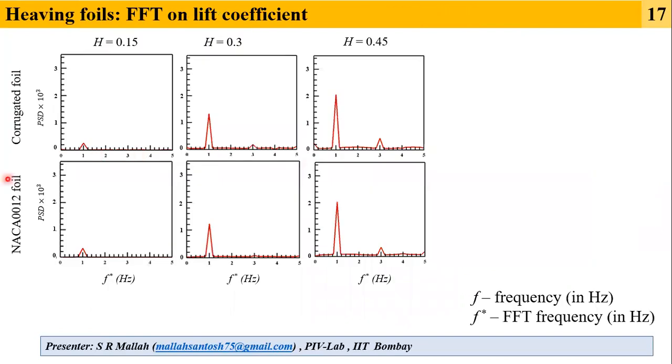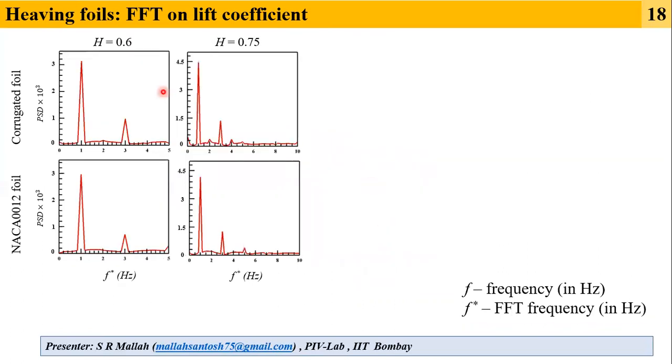If we perform the FFT analysis on the lift coefficient, FFT is basically an acronym for fast Fourier transform. FFT is an efficient tool in order to investigate the periodicity of the flow. So at the lowest heaving amplitude, there is only one dominant frequency present. With increasing heaving amplitude for the corrugated foil, we have a secondary frequency. There is a second harmonic, and with further increase in heaving amplitude, the second harmonic is evident for the NACA foil as well. With further increase in heaving amplitude, both the primary as well as secondary harmonic increase in strength.